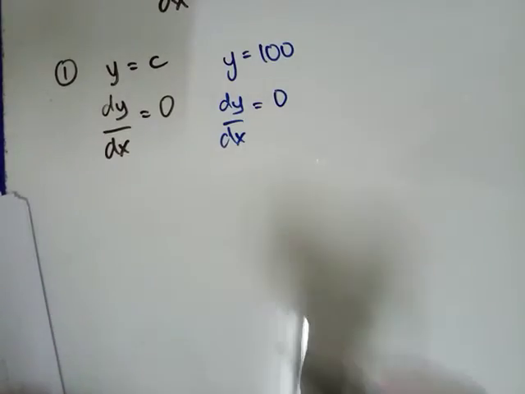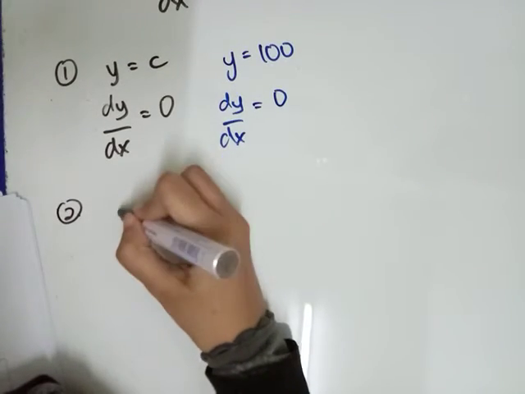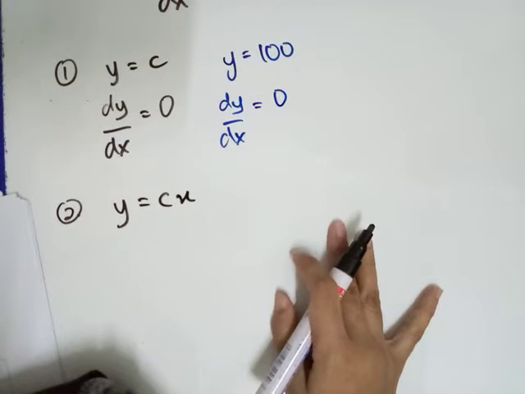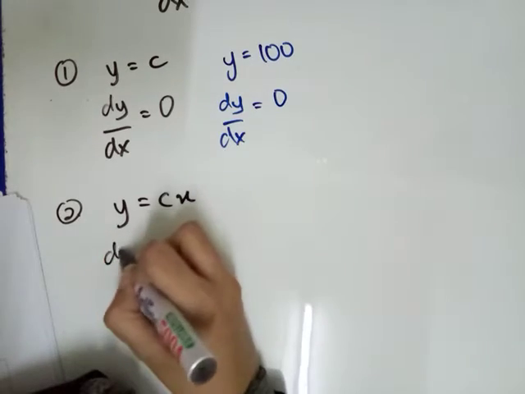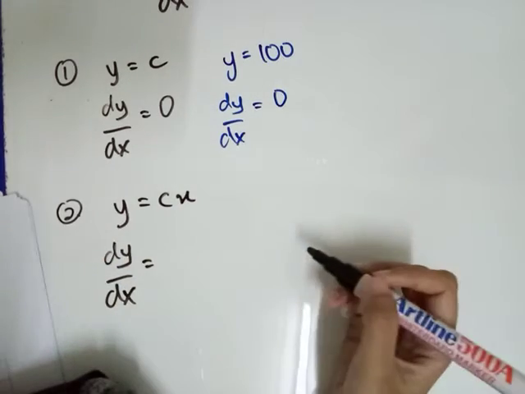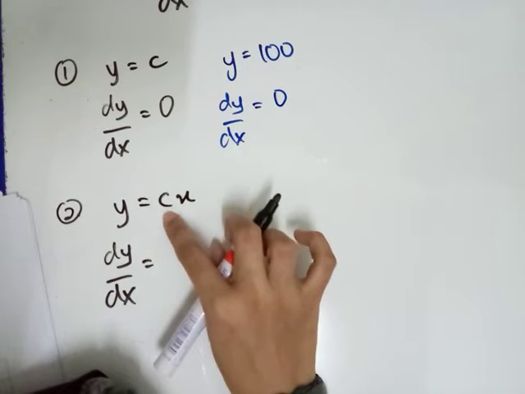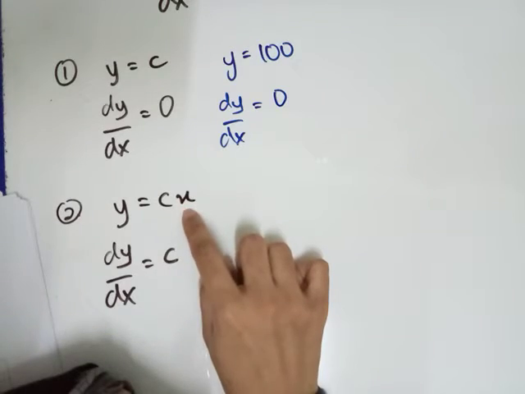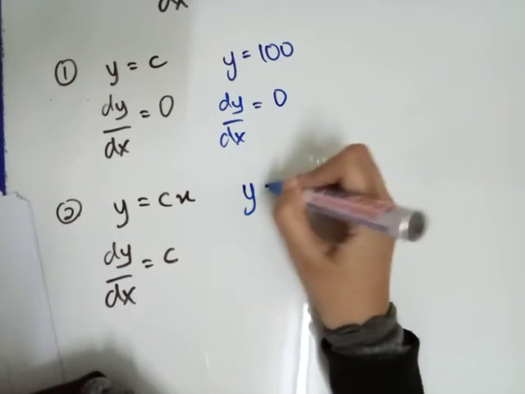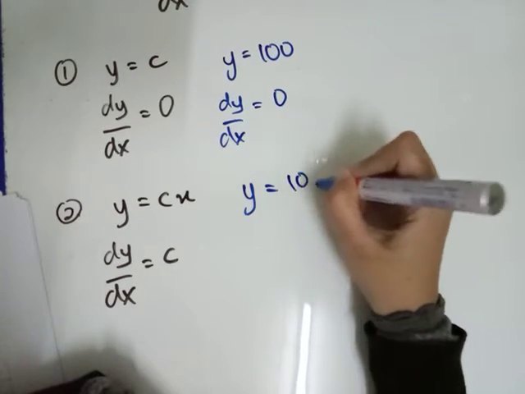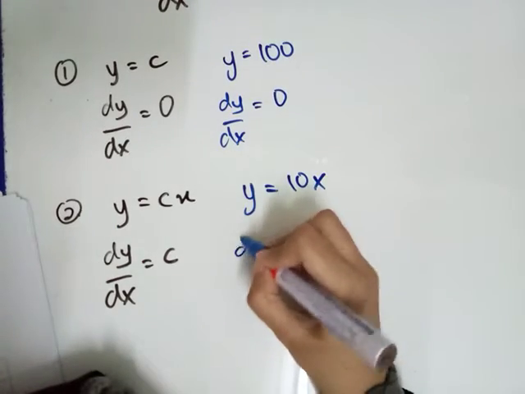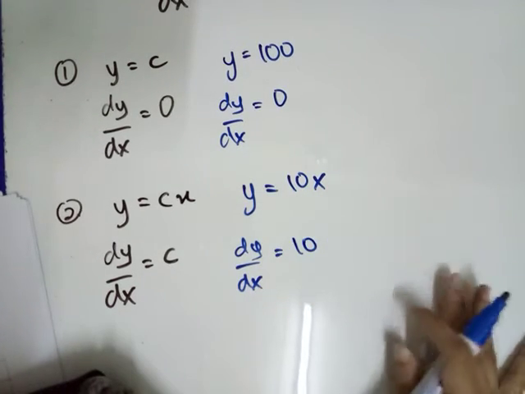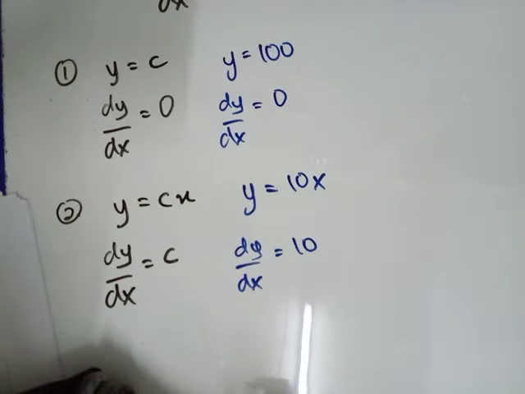Second one: when y equals cx, differentiate y with respect to x. Sekarang dia ada variable x, so bila differentiate cx, you will get c, just a number, bila ada satu variable x. For example, when y equals 10x, then differentiate y with respect to x, you will get 10. This is number 2.